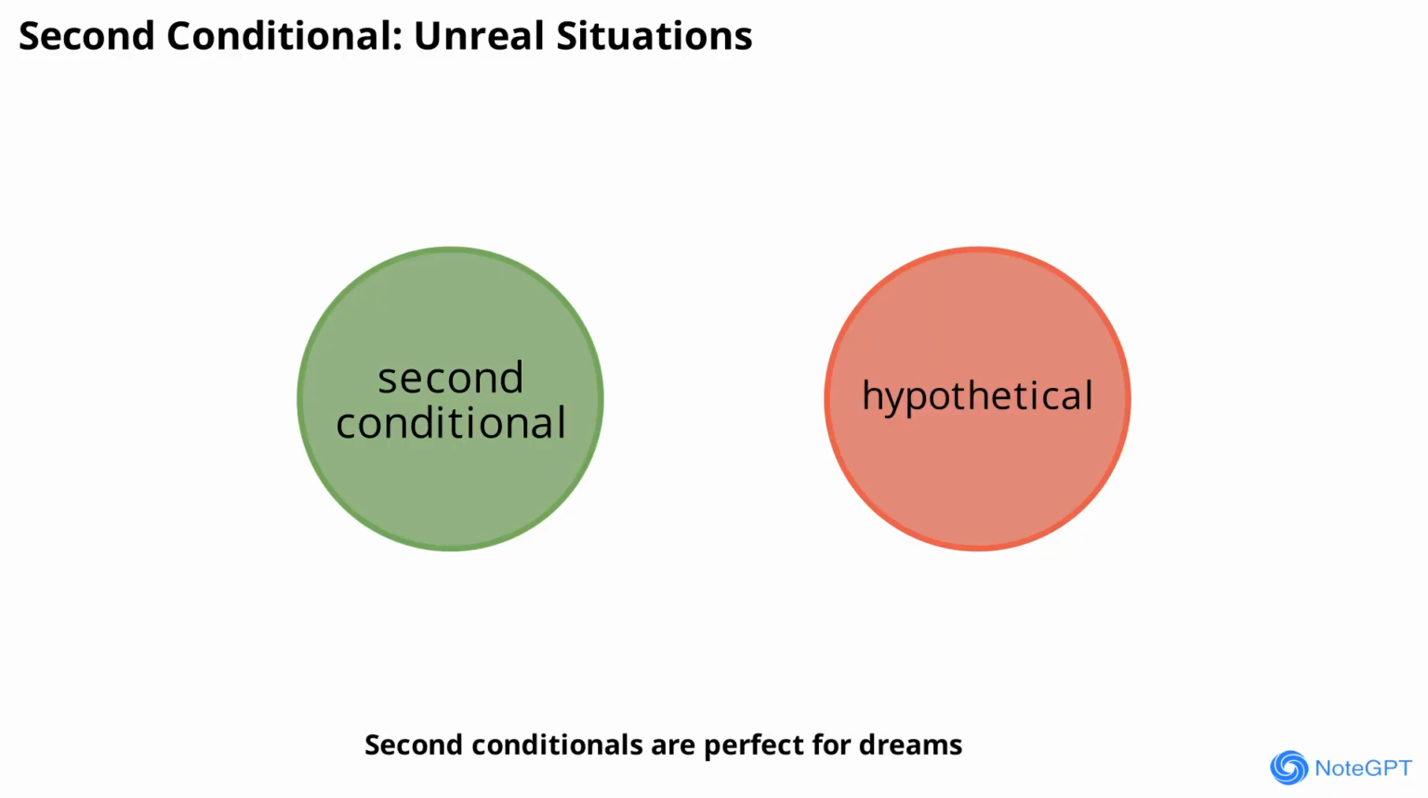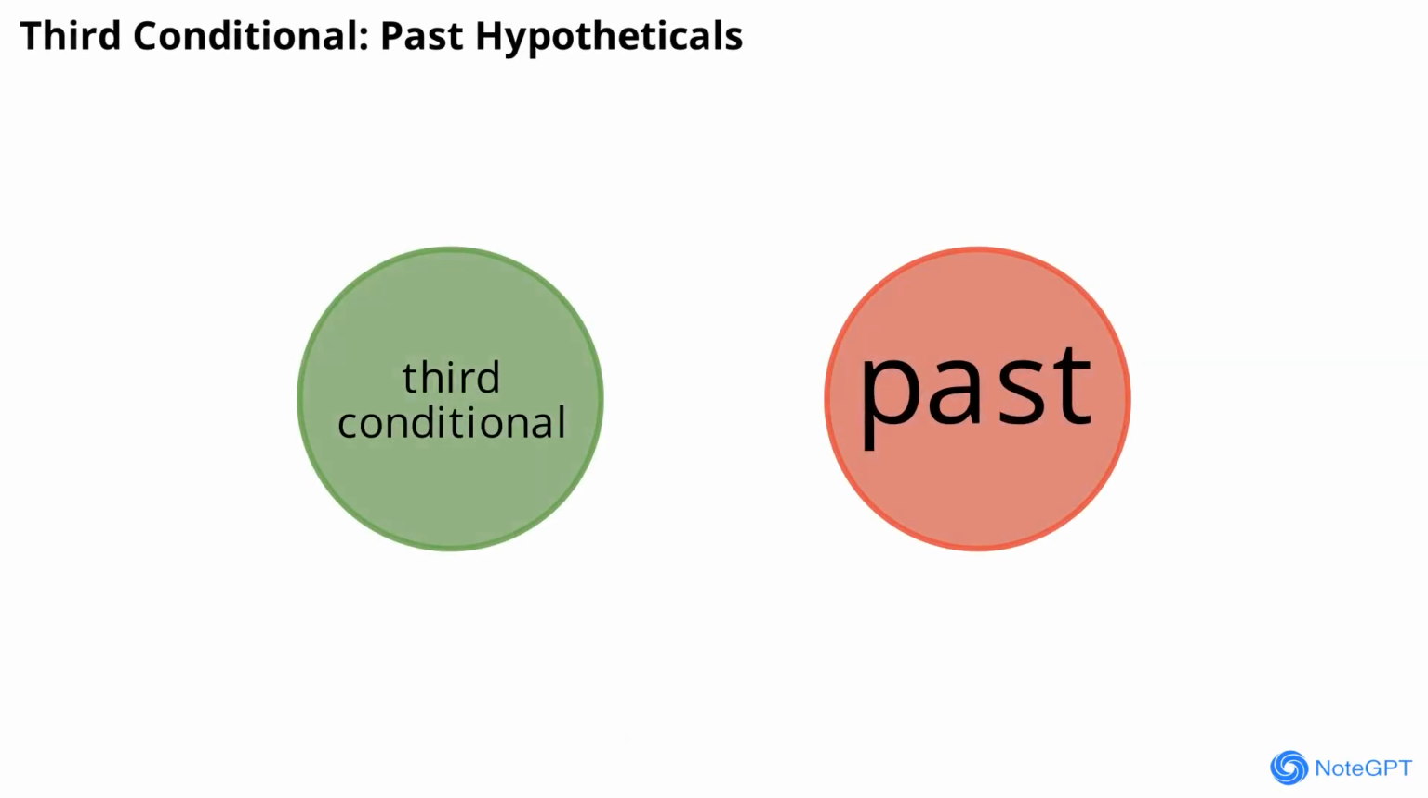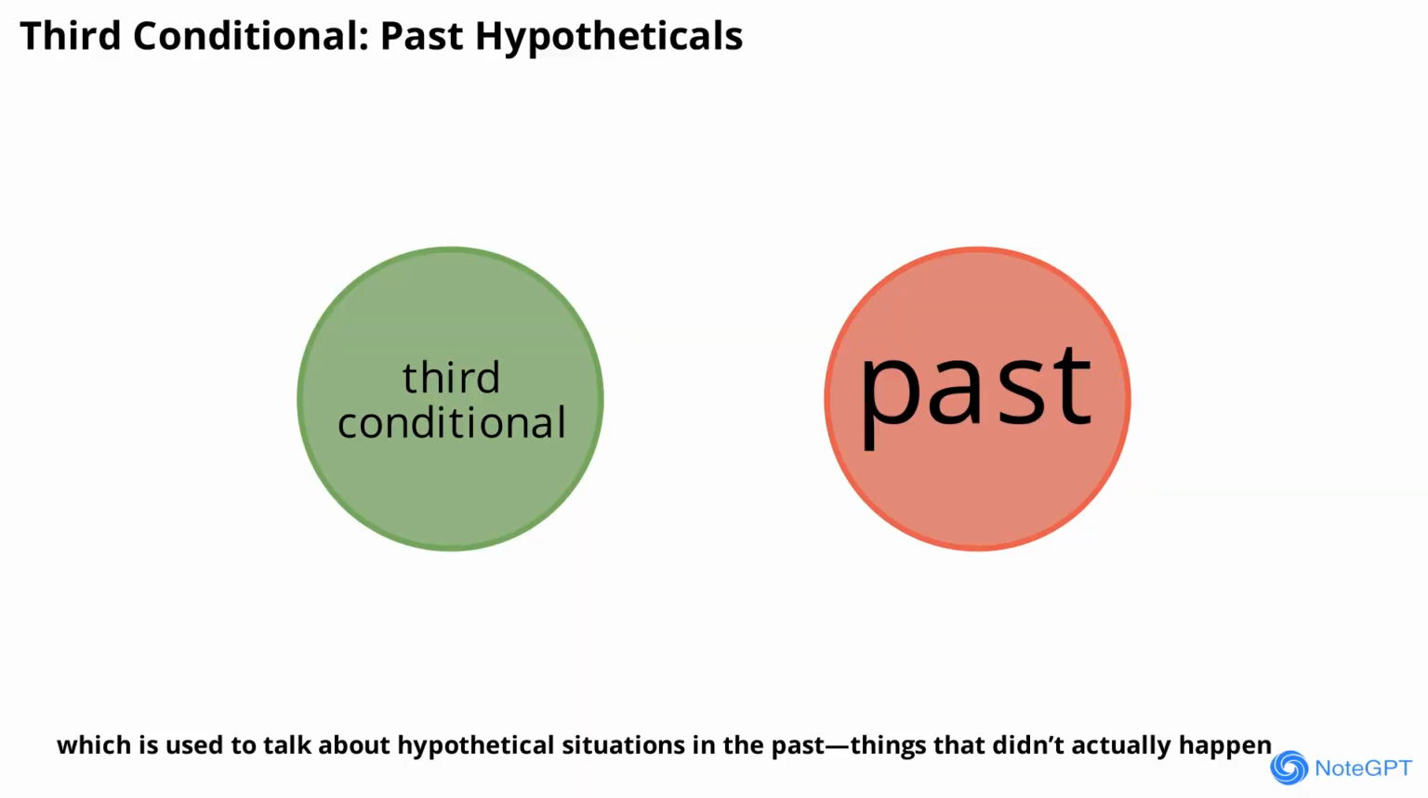Second conditionals are perfect for dreams, wishes, and situations that are not real right now. They allow you to talk about what could happen if things were different. Let's explore the third conditional, which is used to talk about hypothetical situations in the past, things that didn't actually happen.